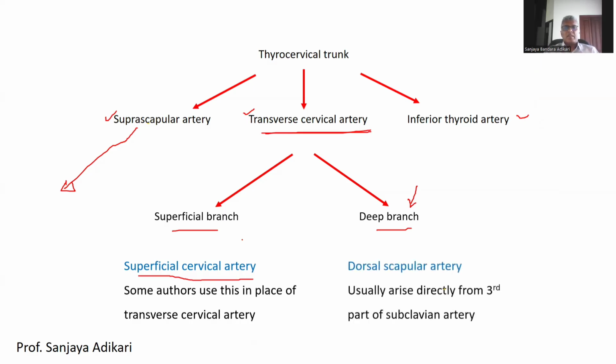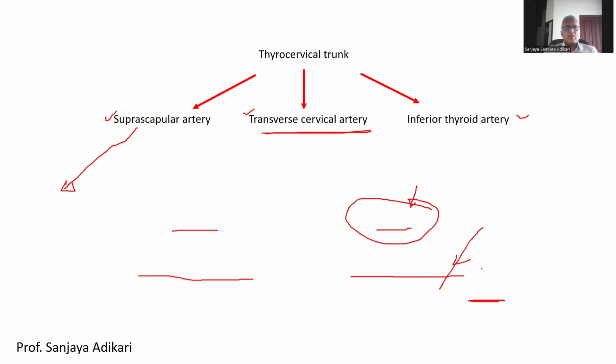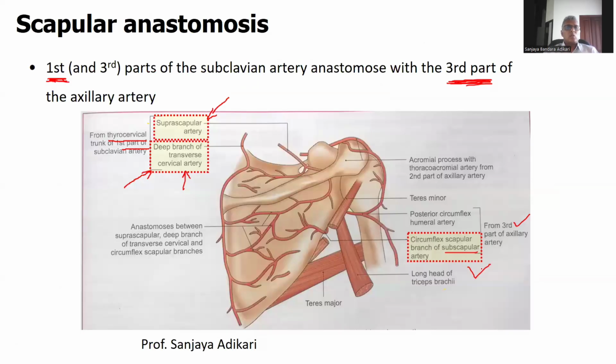Then the second one is, in those people who have a dorsal scapular artery coming from the third part of the subclavian artery, they don't have a deep branch of the transverse cervical artery. Okay. Then what is involved in the scapular anastomosis is the dorsal scapular artery. So in such people, this is the dorsal scapular artery. And that's why I have put the third part within brackets here.